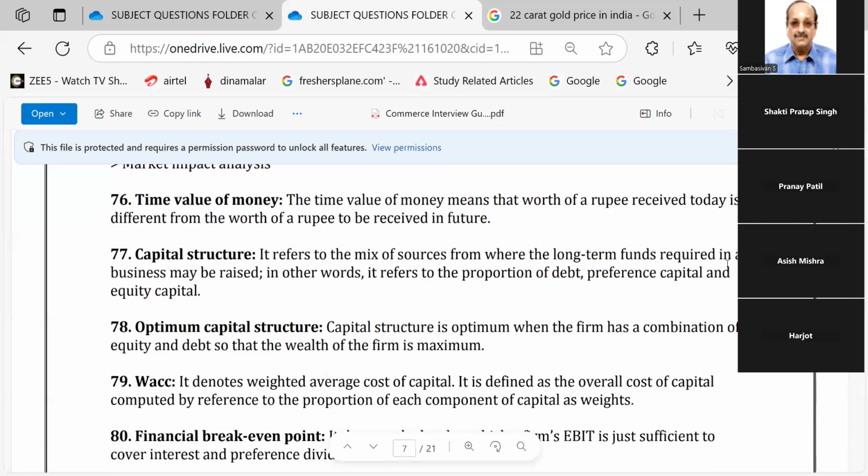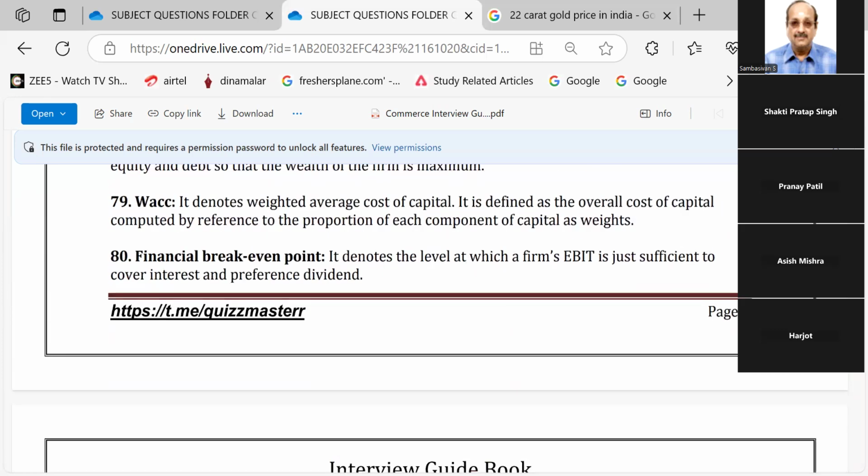Carry on. 77, capital structure. It refers to the mix of sources from where the long-term funds required in a business may be raised. In other words, it refers to the proportion of debt, preference capital, and equity capital. Optimum capital structure: capital structure is optimum when the firm has a combination of equity and debt so that the wealth of the firm is maximum.